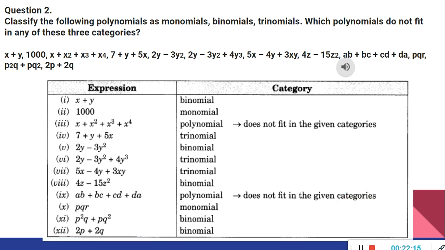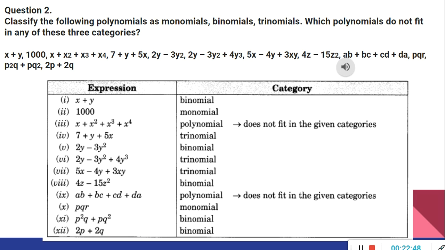X square plus x cube plus x raised to 4. That is a polynomial that does not fit in these categories because more than 3 terms are there. 7 plus y plus 5x. 3 terms are there, so trinomial. 2y minus 3y square. 2 terms, so binomial. 2y minus 3y square plus 4y cube. 3 terms, so trinomial.